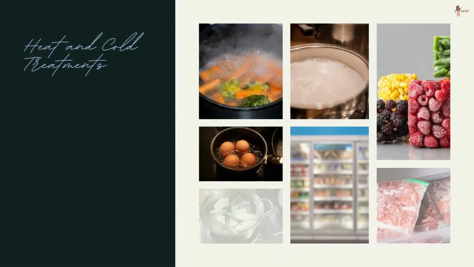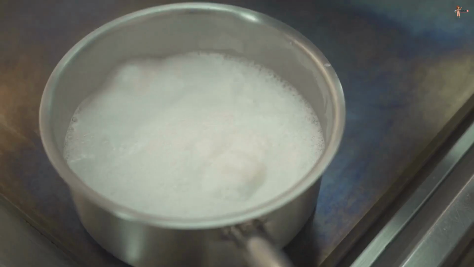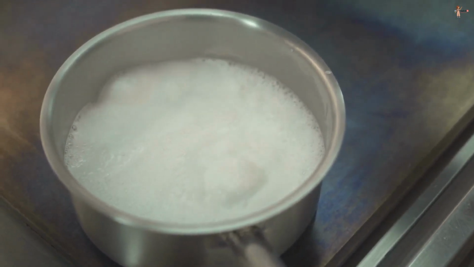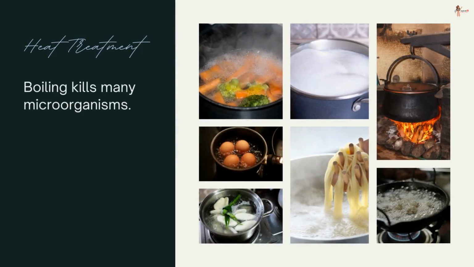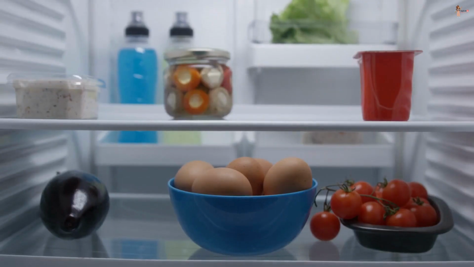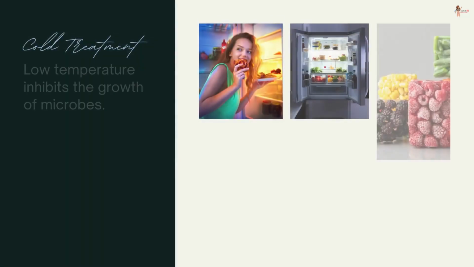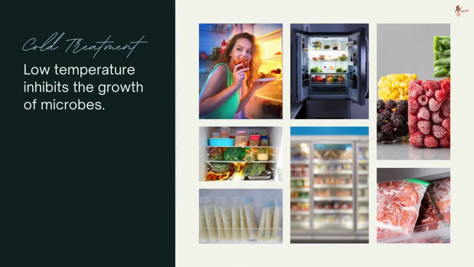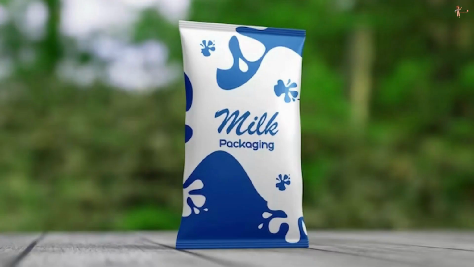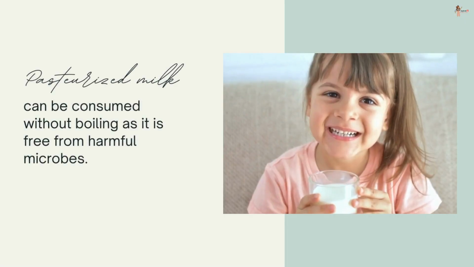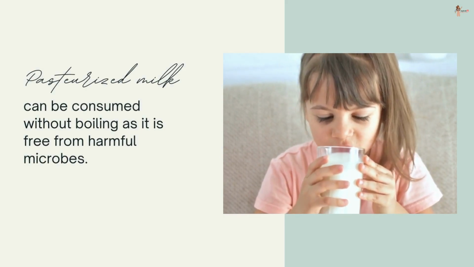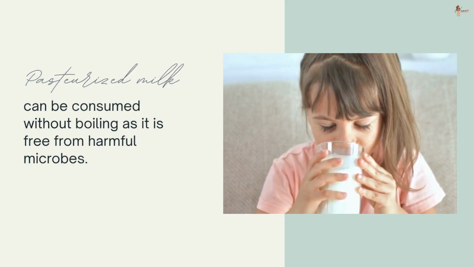Next one is heat and cold treatments. You must have observed your mother boiling milk before it is stored or used. Boiling kills many microorganisms. Similarly, we keep our food in the refrigerator. Low temperature inhibits the growth of microbes. Now, why does the milk that comes in packets not spoil? This is because the milk is pasteurized. Now, what is pasteurization? Pasteurized milk can be consumed without boiling as it is free from harmful microbes.